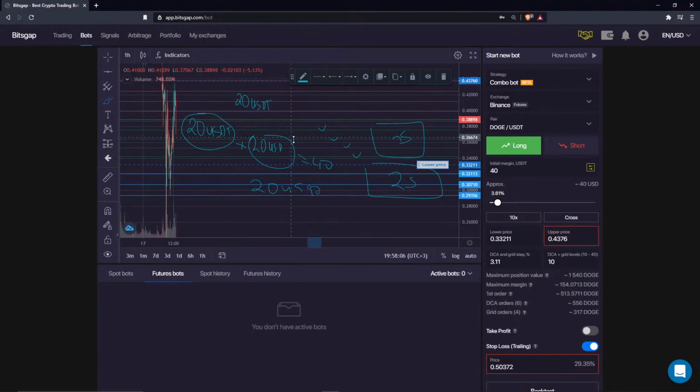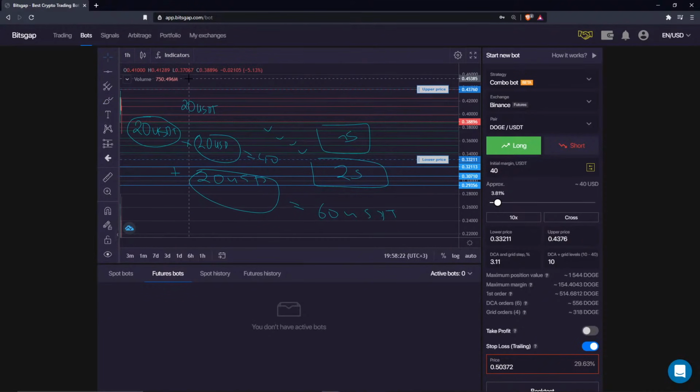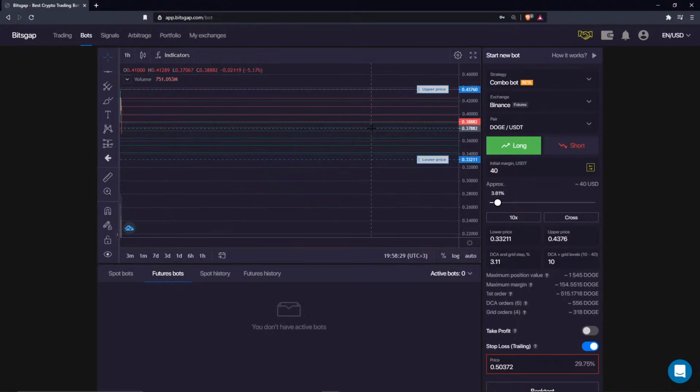So all together, guys, it's 20 plus 20 plus it can be another 20. So that's already 60 USDT. But the maximum in any case can be 80 in this trade. So to make it simple, you allocate 40, but you actually risk 80.